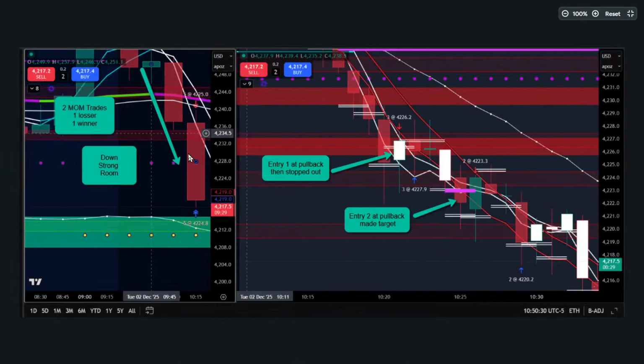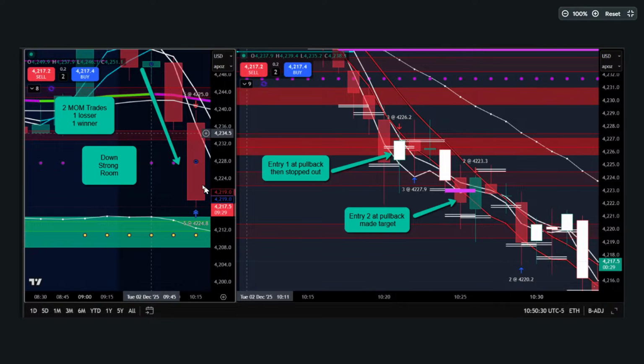All right, Miss Trina. Down, strong, momentum. You took the momentum style trade, and it doesn't work. And then entry 2, you take the don't have momentum. So you let it pull back, and then as it's heading down off of the area, it does work.